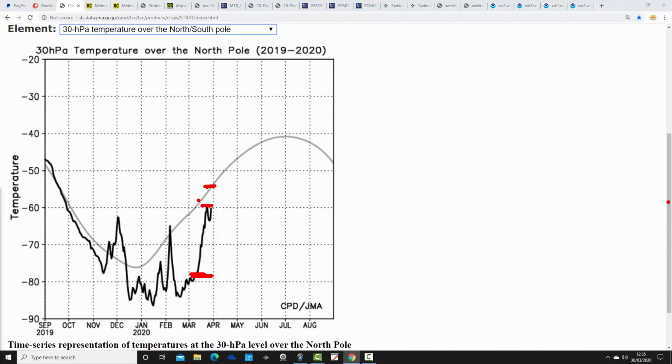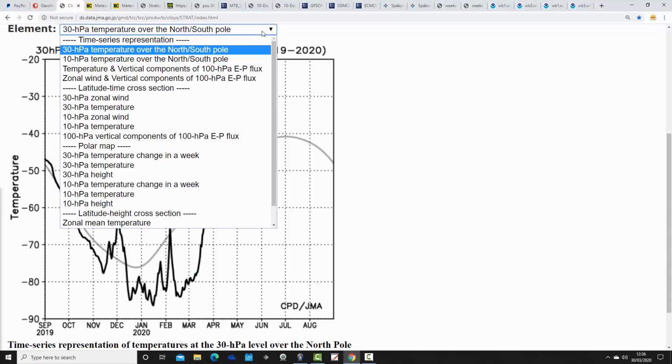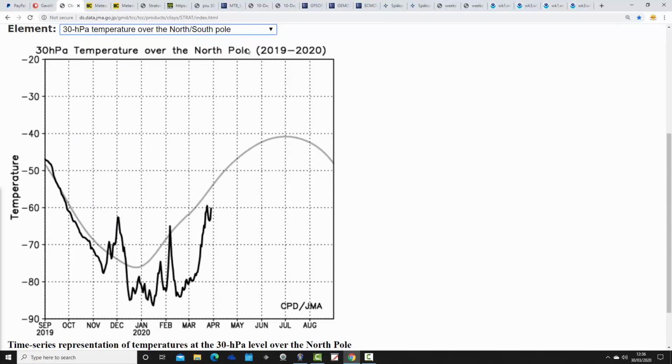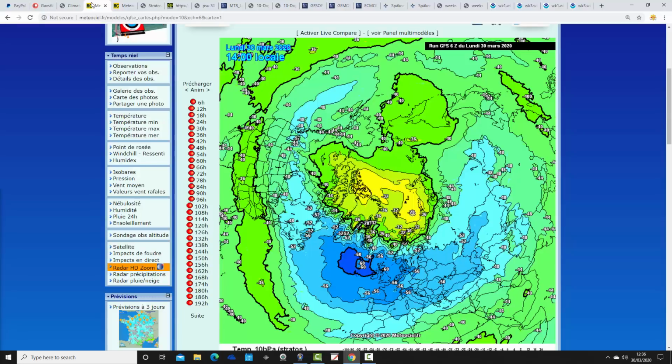So at 30 HPA, despite that really quite dramatic warming of the stratosphere at 10 HPA, we were actually still a little bit colder than average. Of course, we had a very, very cold temperature at 30 HPA throughout this season. Through most of the winter just gone, we were down below minus 80, so around minus 85. So, yes, we have seen a bit of a warming at 30 HPA, but we're still actually a bit below average.